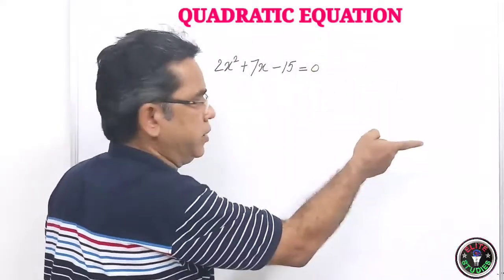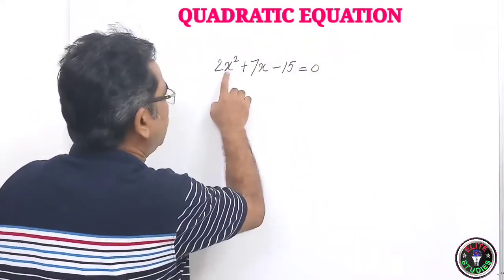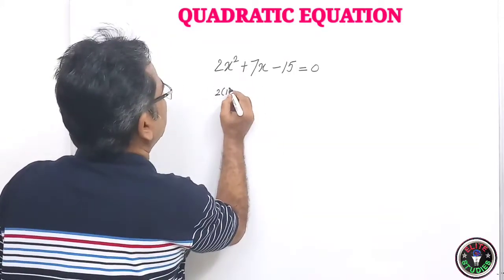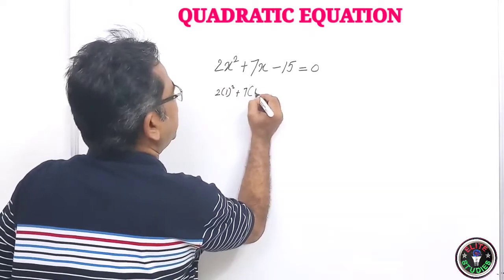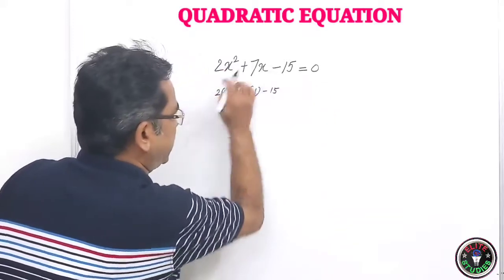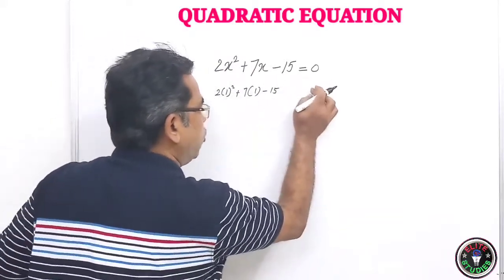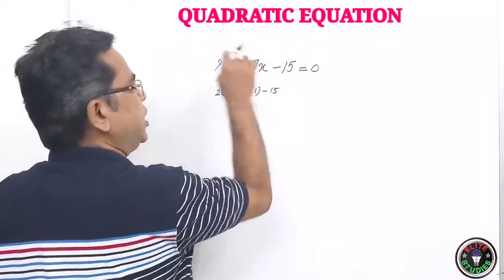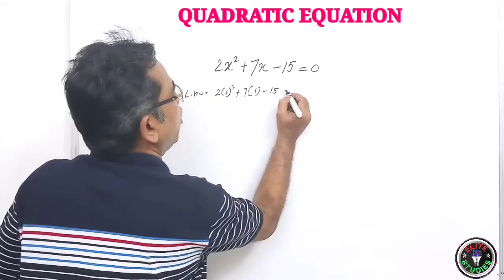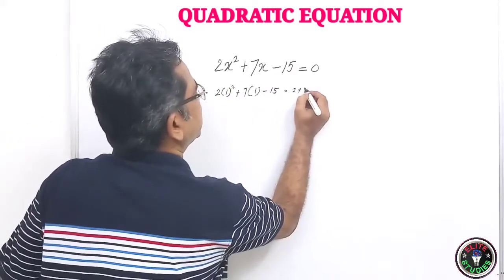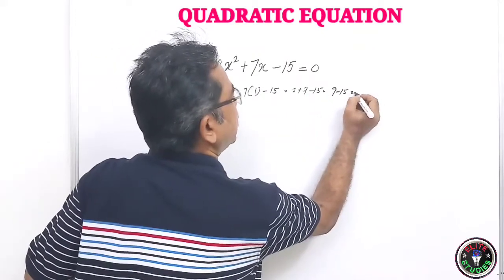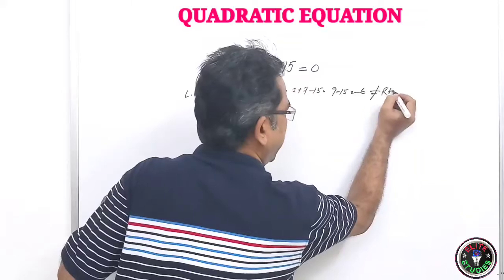If you put x is equal to 1 here, so it will be 2 into 1 square plus 7 into 1 minus 15. If it comes out to be 0 after simplification, then 1 will be considered as the root of the equation. Let us put it: LHS is equal to 2 plus 7 minus 15. So it is 7 plus 2, 9, minus 15 is equal to minus 6, which is not equal to RHS.